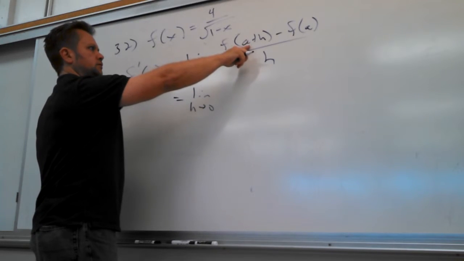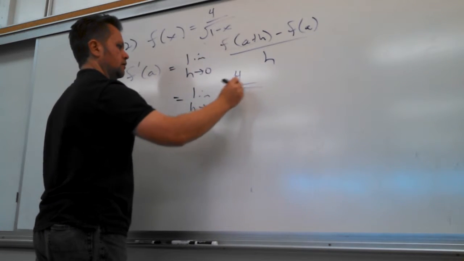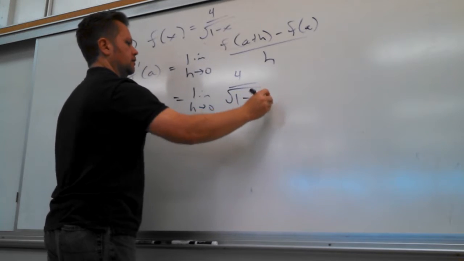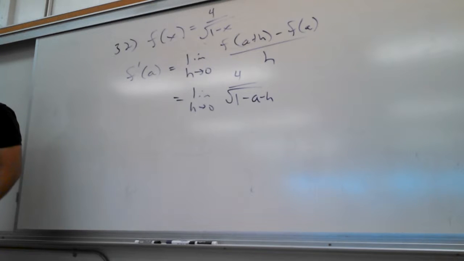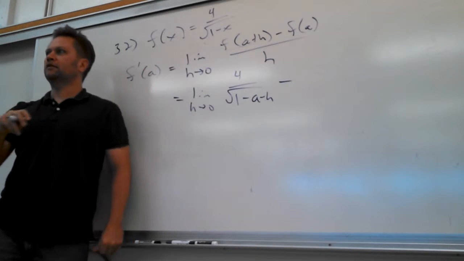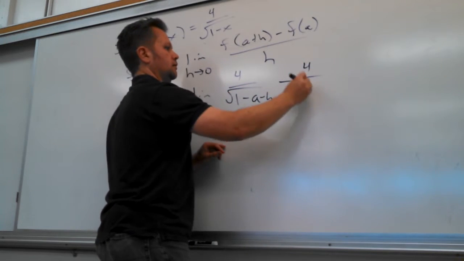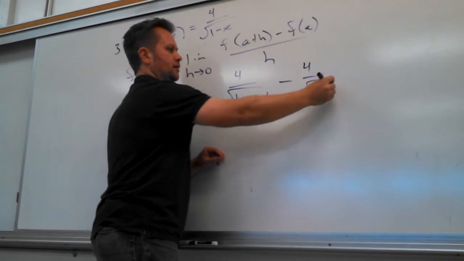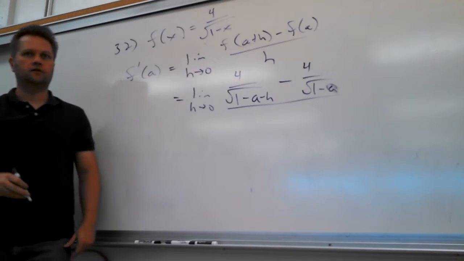What does that look like? 4 over radical 1 minus a minus h. I like it, because you'd have to distribute the negative through. Stop there for a second. This already looks so promising. That's why I kind of like that you picked this way, because that's the way that looks a little grosser. Minus 4 over radical 1 minus a. All right, cool. Almost in stereo.